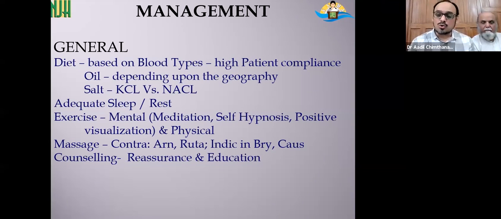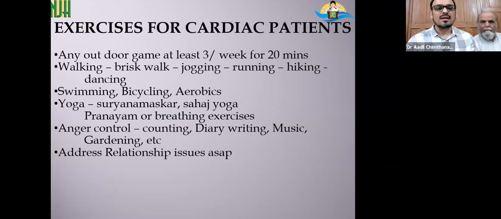Massage. People who are unable to do exertion should go in for massage. But massage is contraindicated in Arnica people and Ruta people, and it is very much indicated in Bryonia and Causticum people, who are aggravated by exercise. Counseling, reassurance and education are important for any single disease, including ischemic heart disease. Anger control is important. Yoga, Surya Namaskar, Sahaja Yoga, Pranayama, breathing exercises, and that too according to your age. You cannot do Pranayama only at the age of 30 years. An 83 year old male doing the same exercise as at 30 years is absolutely wrong. So you have to do it according to your age.